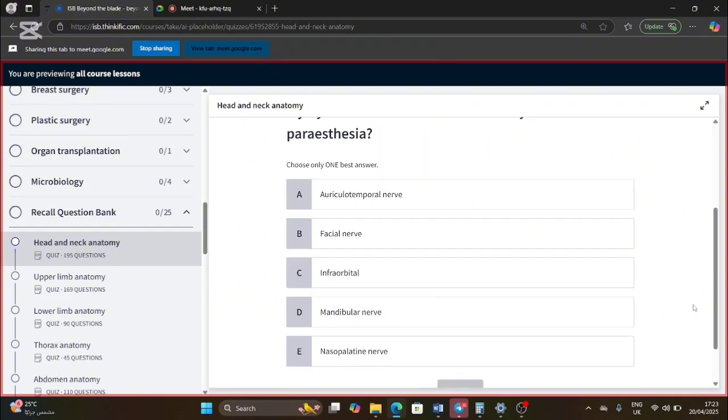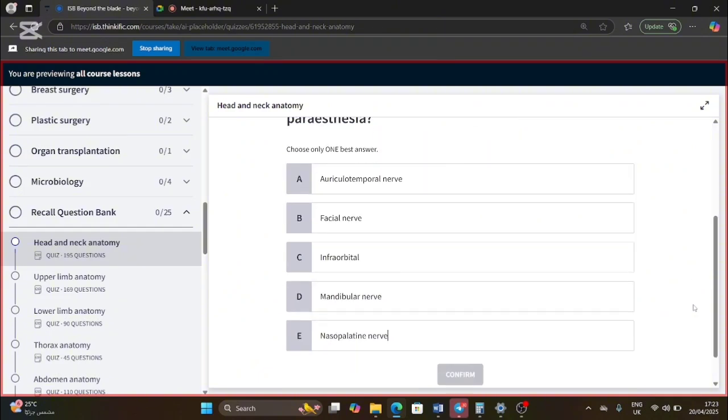Okay, let's see the options. Oculomotor, facial, infraorbital, mandibular, nasopalatine. Infraorbital. Yeah, C.